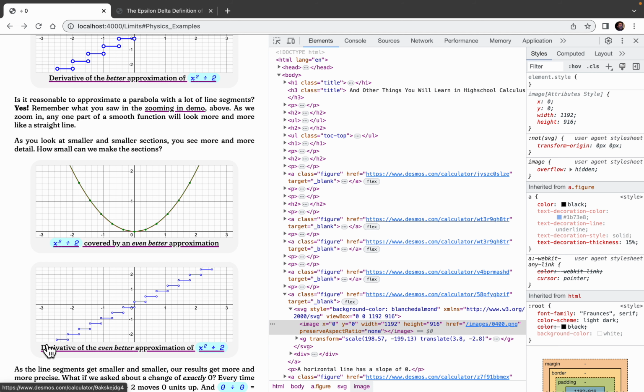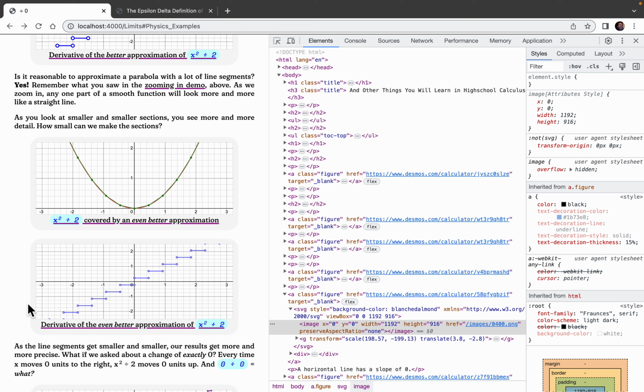What if we asked about a change of exactly 0? Every time x moves 0 units to the right, x squared moves 0 units up. And 0 divided by 0 equals what?